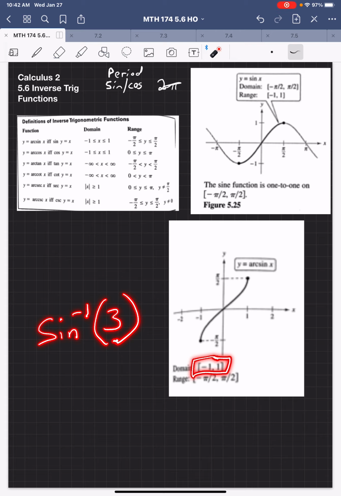And your calculator should give you an error message, right? And that makes sense because 3 is not within the domain -1 to +1.